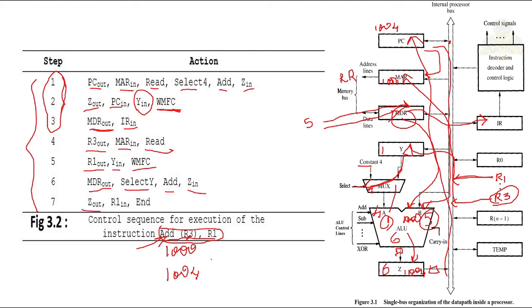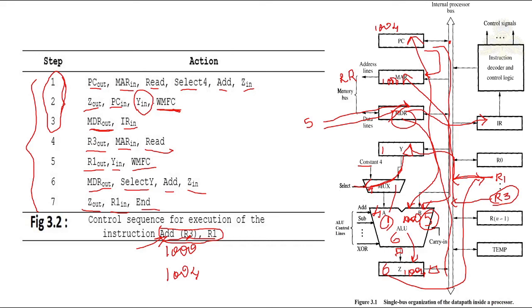The last step would be from this Z, it has to move to the R register, that is R1 in, and the last one is end. This end means the execution of the instruction has been completed and the next instruction fetch cycle can be started. Okay, getting it? This is how our entire instruction execution will take place.